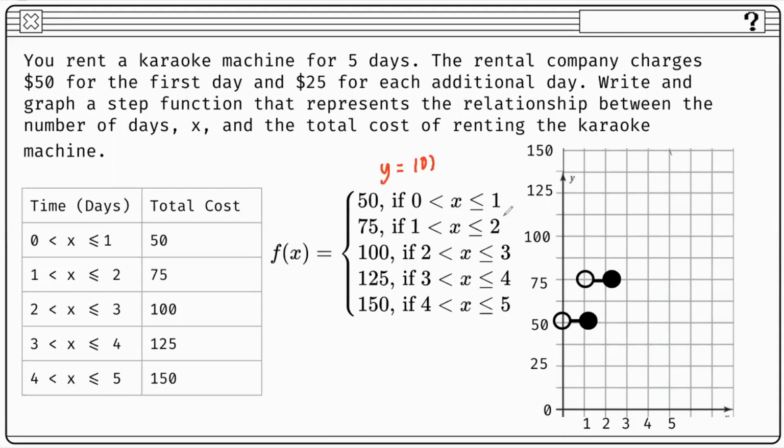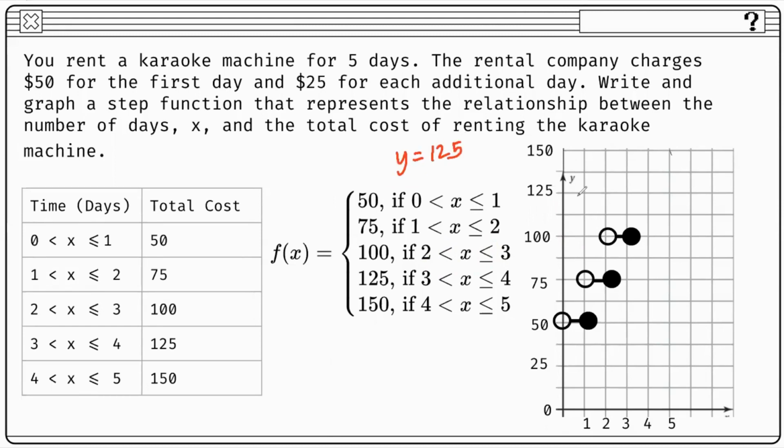So we know we want our horizontal line here at 100, but our domain is 2 is less than x is less than or equal to 3. So you want an open circle at 2 and a closed circle at positive 3. So this is how it would look. And connect your 2 points. Do the same for y equals 125.